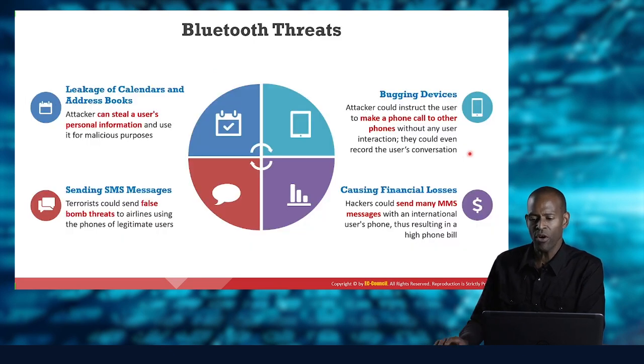All right, so there are Bluetooth threats that we want to think about. Number one, leakage of calendars and address books. So with all these attacks that we just saw, you can leak information. You can have your SMS, your texting co-opted. So somebody can text a bank or a school, and they can text in a bomb threat, and then essentially you can get swatted. Do you know what swatting is?